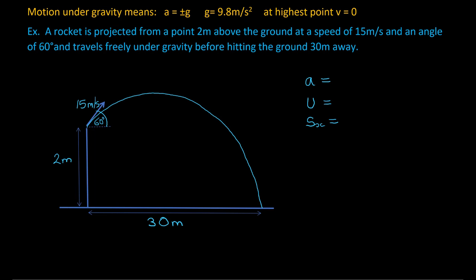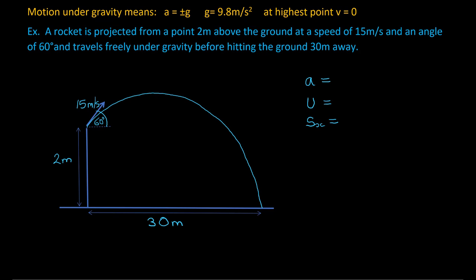Questions involving motion under gravity mean that we take the acceleration to be either plus or minus gravity, which is usually given as 9.8 meters per second squared. Also, at its highest point, the velocity in the vertical direction is 0. So here's a typical example.